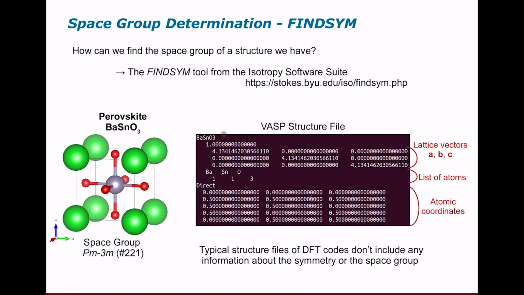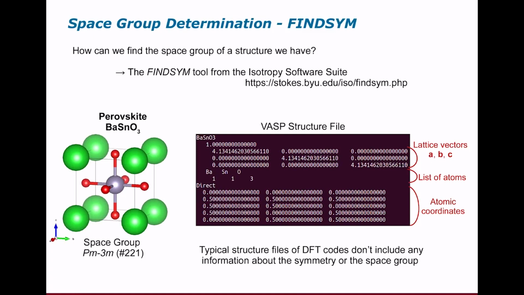This structure file is for the perovskite barium stannate. This is an interesting compound. Structure-wise, it's a cubic perovskite, which is a rather rare thing, it turns out. But it has a very high electron mobility. It's a semiconductor that turns out to be both wide band gap and has high electron mobility. So it is of interest to people who are into that sort of applications.